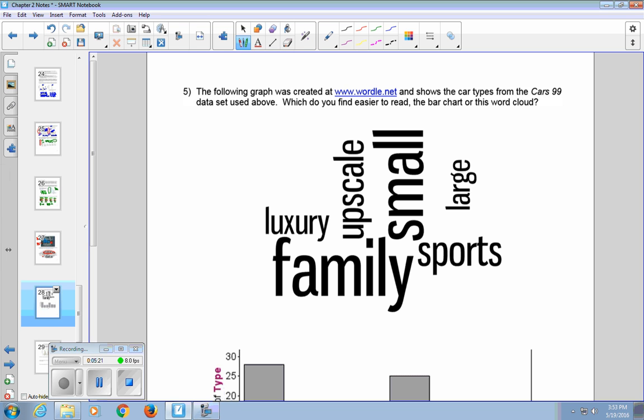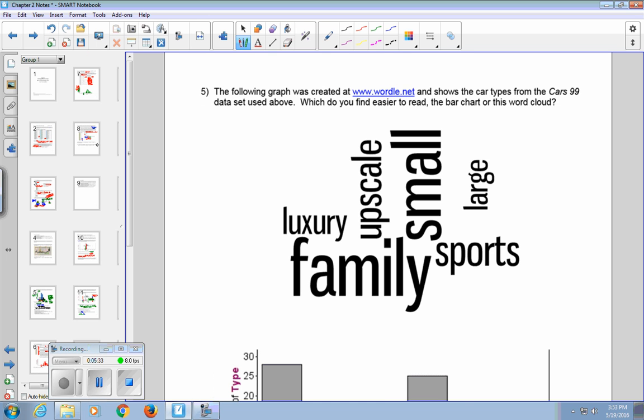At number 5, the following graph was created at Wordle.net as well and shows the car types from the Cars 99 data set that we used above. So which do you find easier to read, the bar chart or this word cloud? And the bar chart is here again just for convenience.